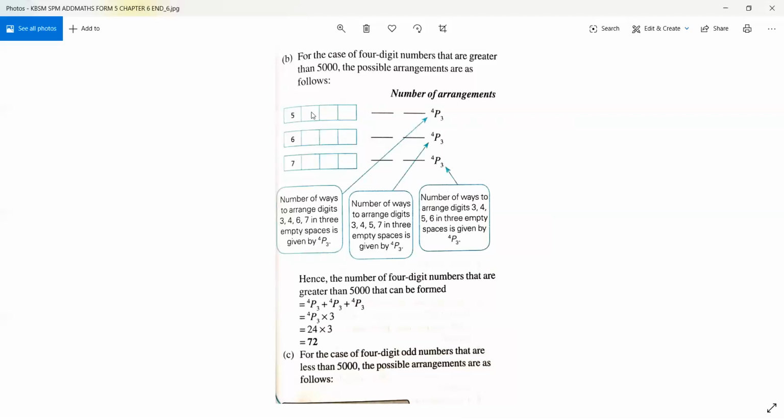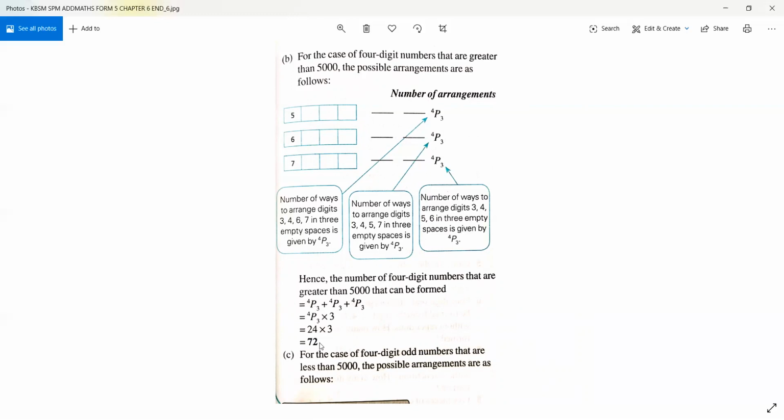So if we put 5, 6, or 7 first, among the 5 numbers we are left with 4 numbers, but we can only choose 3 of them to put behind the first digit. So it's 4P3. The same goes for 6 and 7, so we have 3 sets of 4P3. Hence the number of 4-digit numbers greater than 5,000 that can be formed is 3 sets of 4P3. So the answer is 72.